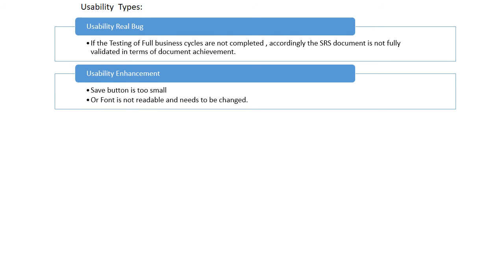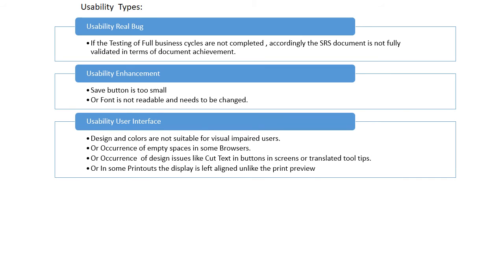Second type of usability bugs is usability enhancement. For example, the save button is too small, or the font is not readable and needs to be changed, etc. Another example of an enhancement is, for example, to ask for a search facility in an area where the developer didn't think about. You may ask for a simple search tool. Any enhancement you find useful, you may ask and add in your usability bugs.